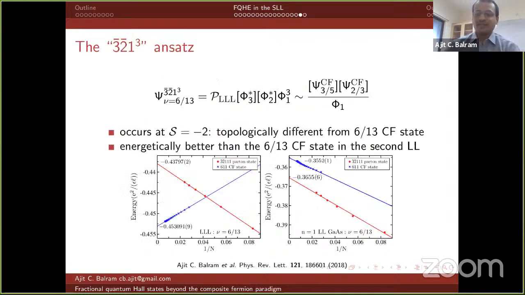braiding calculation. Then for 6/13, again, we go ahead and look at this n equal to 3 member. And it turns out that you can go ahead and compare this against the 6/13 Jain state, and these are topologically distinct because they carry different shifts. So that itself tells you that they're distinct. And we kind of get what we expect. So in the lowest Landau level, if you look at the energies of these 2 states, the 6/13 Jain state actually has a lower energy. But in the second Landau level, this trend is reversed. So in the second Landau level, this 3 bar, 2 bar, 1 cube is what wins over.